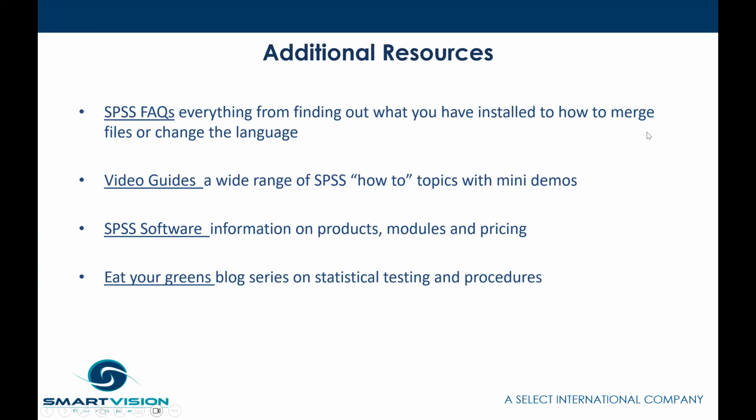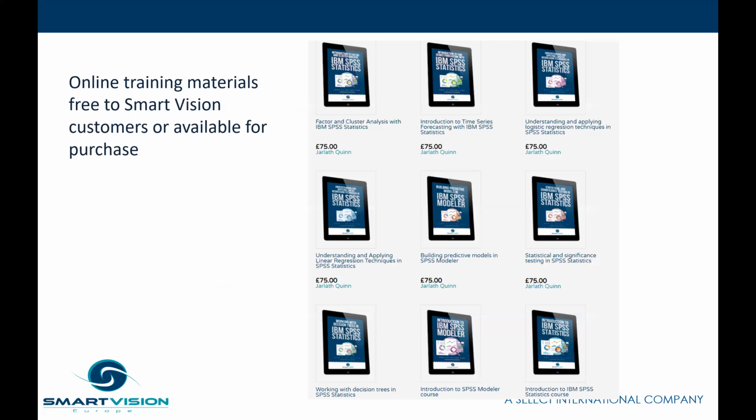A couple of additional resources that you might want to bear in mind is that we have some FAQs that you link to from this PDF you're going to get, which is everything from finding out what you have installed to how to merge files, to change the language. A lot of how-to video guides with lots of little mini demos, information in the SPSS software, and a blog series on basic inferential statistics called Eat Your Greens, which is really about going back to basics and learning again about the nature of how to interpret a significance test and what underpins that. We have a lot of online materials which are free to Smart Vision customers or are available for purchase.